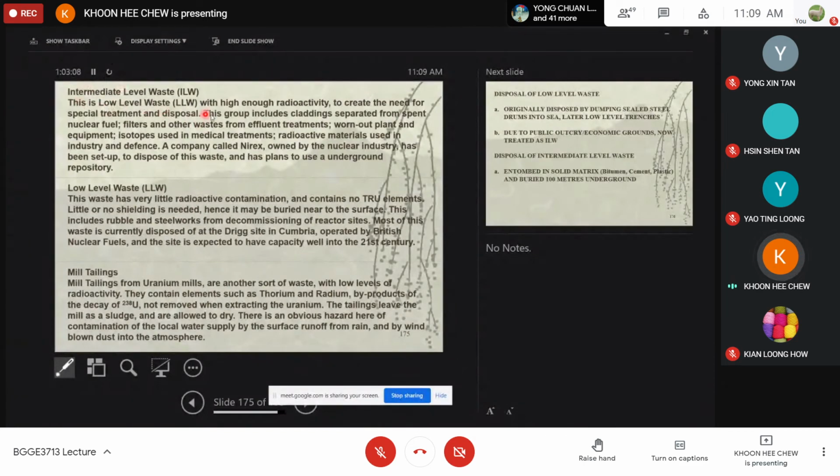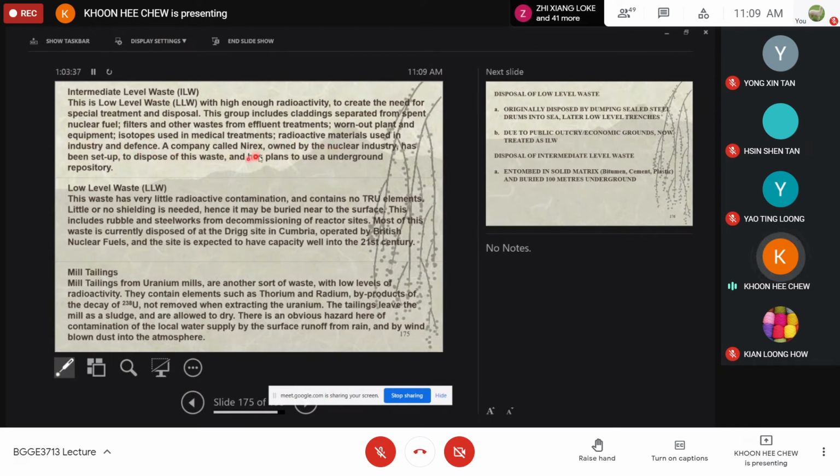And then the intermediate level waste. This is waste with high enough radioactivity, still a very high radioactivity, that it creates the need for special treatment and disposal. Yeah, we need to have special treatment and disposal. This group includes cladding separated from spent nuclear fuel, filters and other waste from effluent treatment, worn out plant and equipment, isotopes used in medical treatment, and radioactive material used in industry and defense.